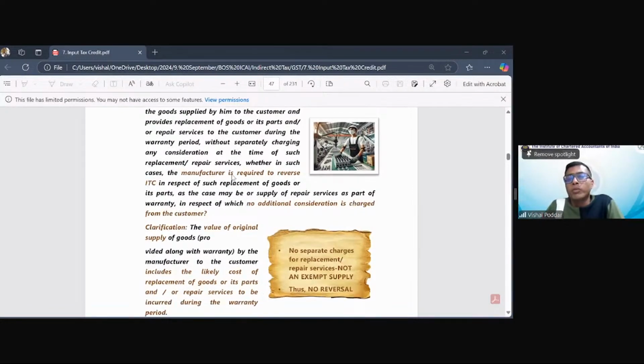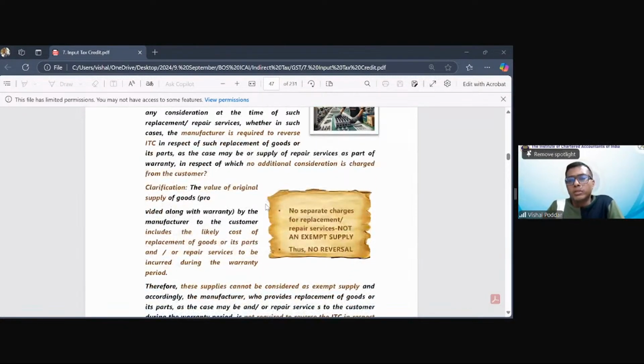So the main question that was raised is whether the manufacturer will be required to reverse. Why? Because he has not charged any consideration for this picture tube. This picture tube is given free to the customer or used free. So the answer is that it will not be required to be reversed.